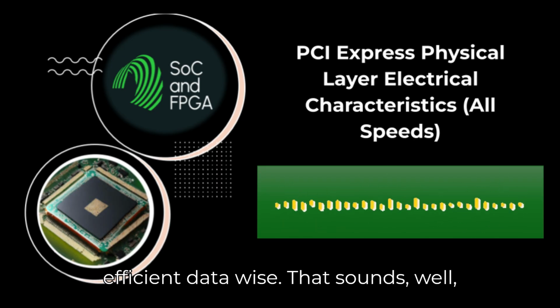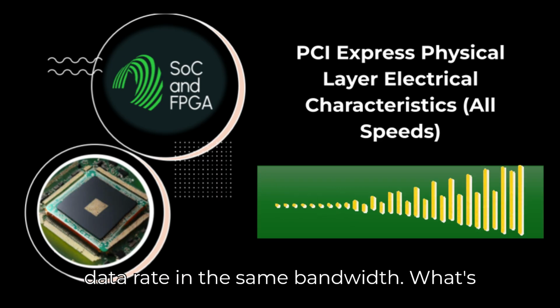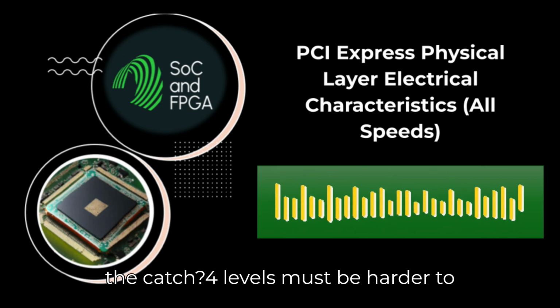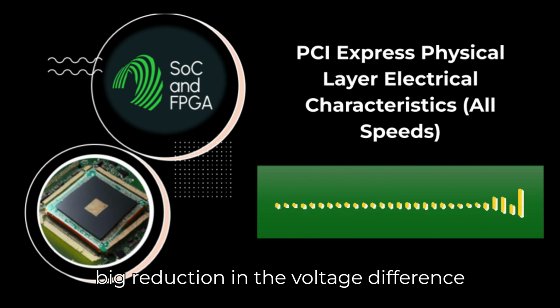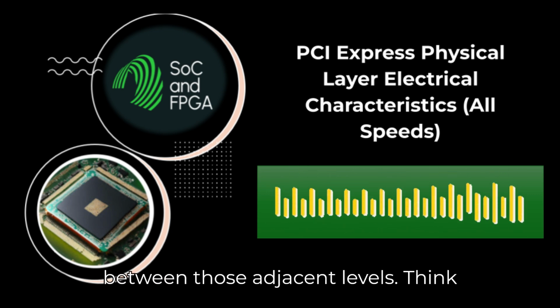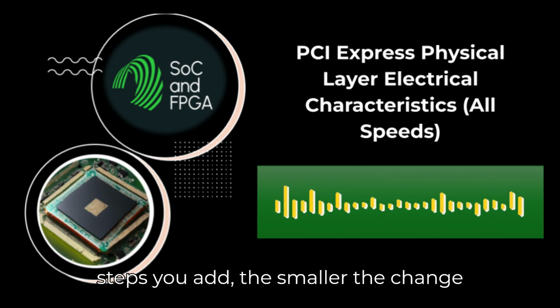It's very efficient data-wise. That sounds, well, almost too good to be true. Doubling the data rate in the same bandwidth, what's the catch? 4 levels must be harder to distinguish than 2. That's precisely the challenge. The main trade-off is a big reduction in the voltage difference between those adjacent levels. Think about that dimmer switch again. The more steps you add, the smaller the change between each step.